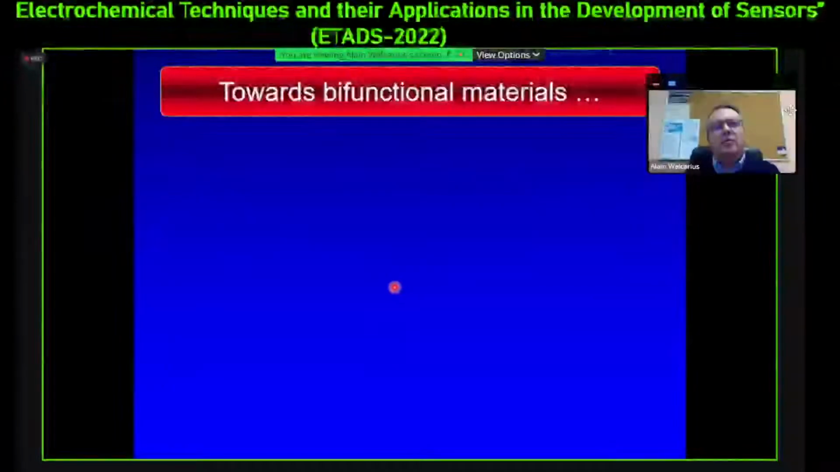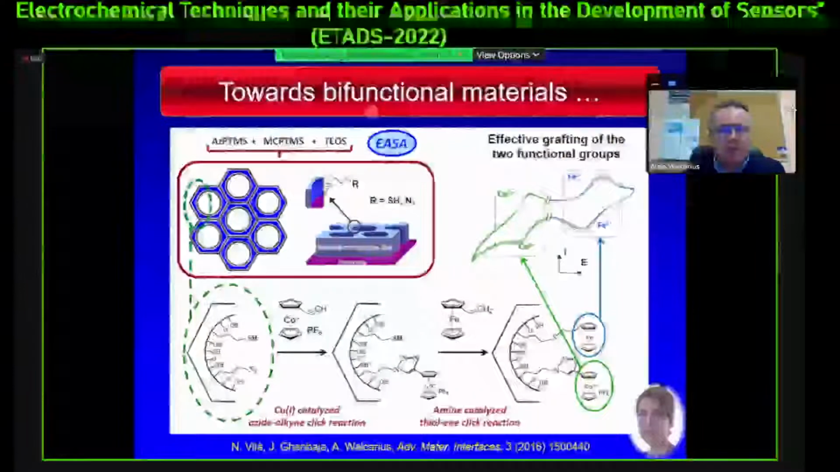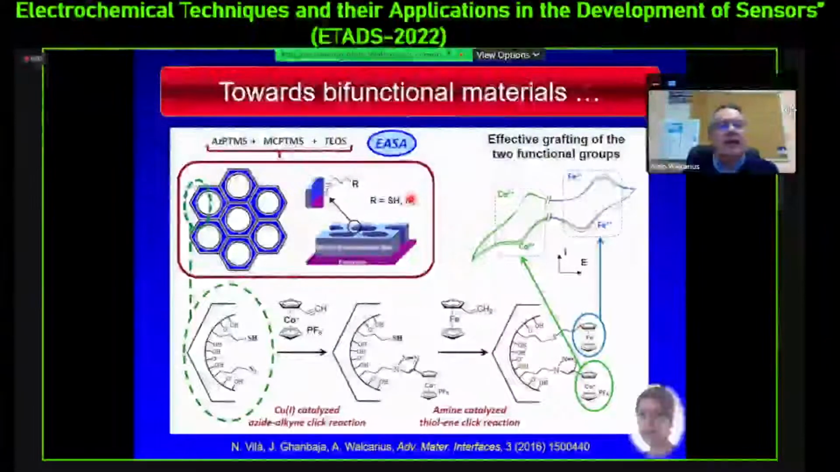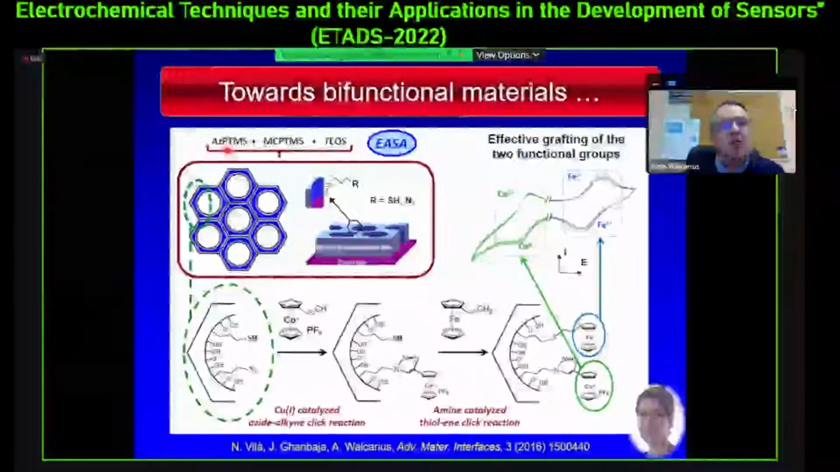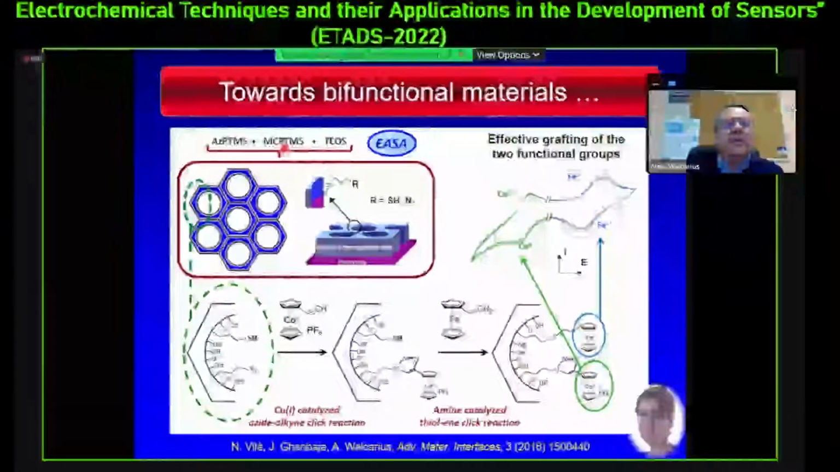So just to end this, I would like to show two slides opening new directions. One new direction is to get not only one organic function in the material, but two organic functions in the material. And in that case, we need to co-condense several silane reagents, the tetraethoxysilane, the azidopropyl trimethoxysilane, as I told you previously, for incorporation of an azide group, and the mercaptopropyl trimethoxysilane to incorporate thiol groups.